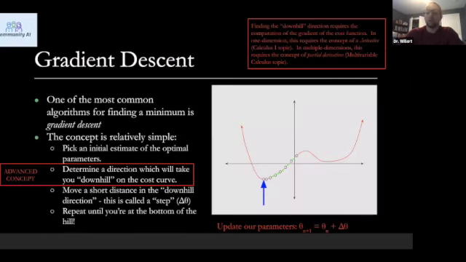The way we do this is called gradient descent. So I need to minimize the screen here. All right. And essentially, how gradient descent works is pretty simple. So let's say we start at this point here.